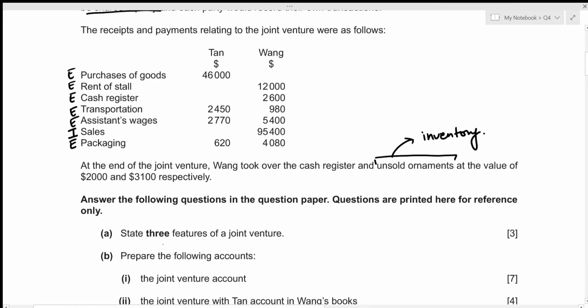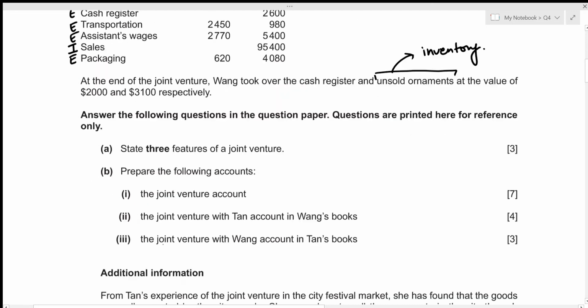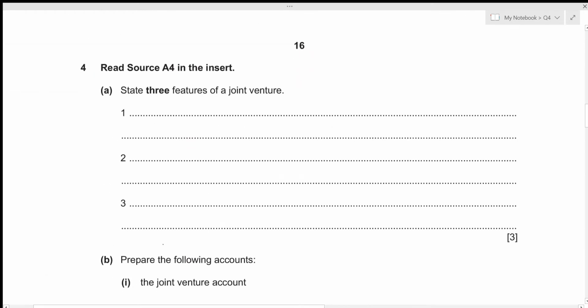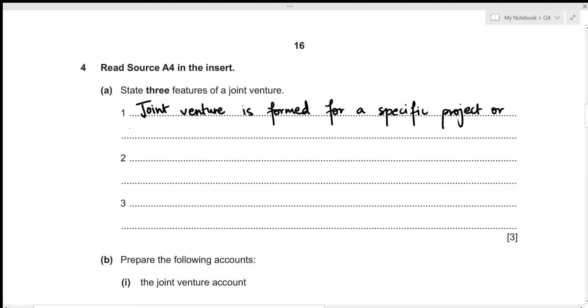Okay, now for the first part of this question, we need to state 3 features of a joint venture. Let's do that. What we know is that joint venture is not actually a business that we used to deal with before. Joint venture is formed in order to complete a specific project or a business activity. Let's write it down. Joint venture is formed for a specific project or business activity.